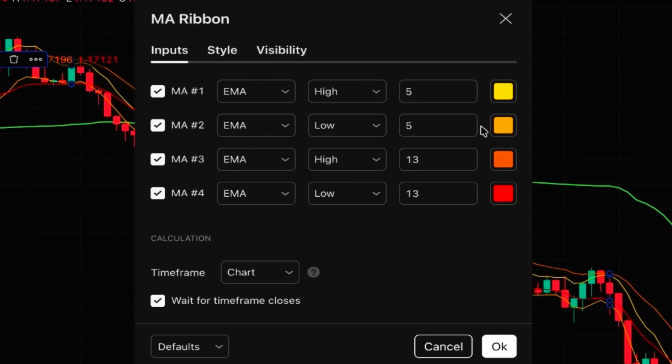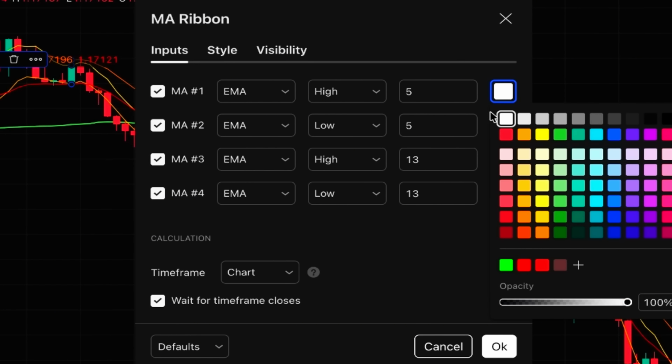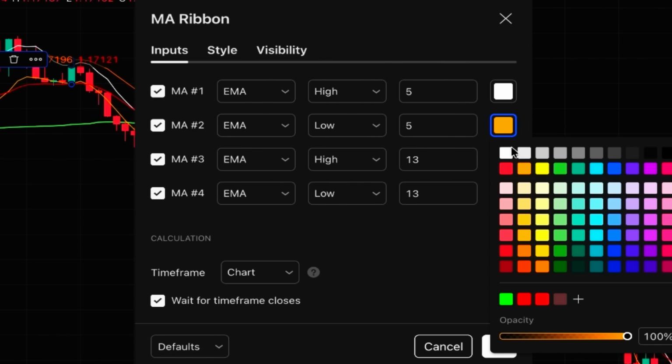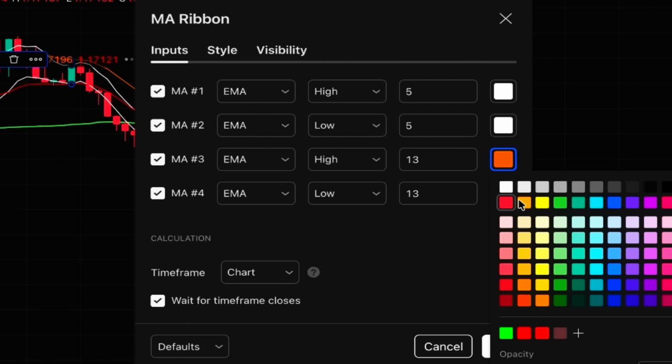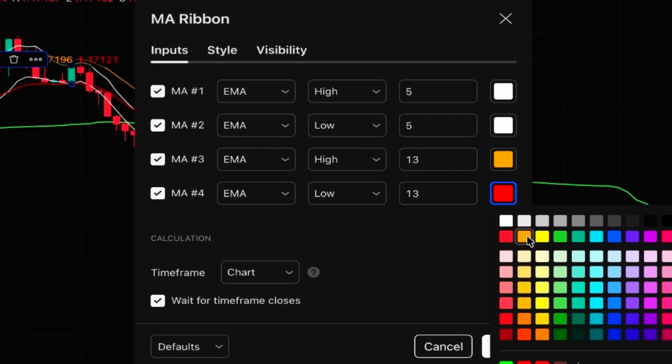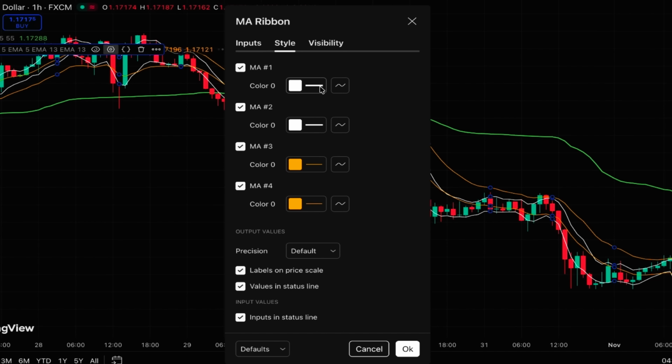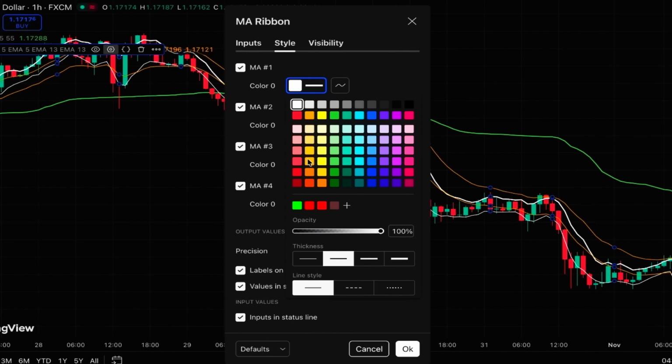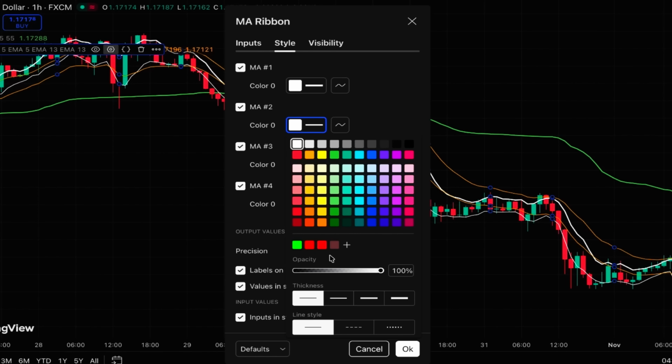And now we need to change their colors. Here for the first EMA, we set the color to white. For the second one, also we set the color to white. For the third one, the color should be set to orange. And for this one, also we set the color to orange. And finally, we go to the style tab and we increase the thickness of the lines so they will be better visible on the price chart.